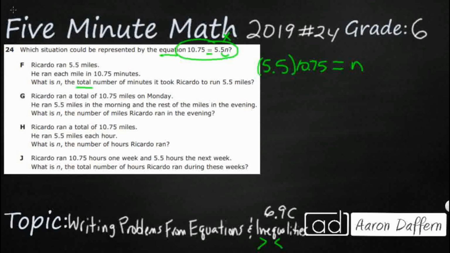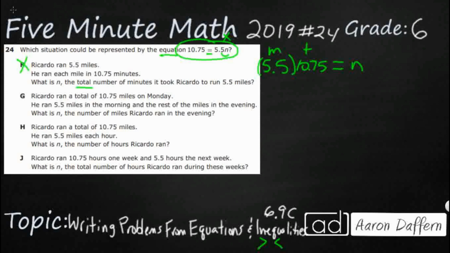So if he's wanting the total number of minutes to get that 5.5 miles, you would actually need to multiply those two because this is the mile and this is the time. And he wants to know how many minutes it took to run this many miles. So that's not going to work. We have the multiplication, but we're multiplying the 5.5 times the 10.75. We need to multiply the 5.5 times the n.